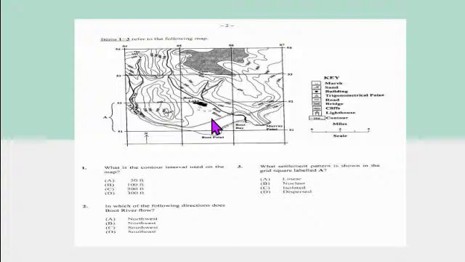Number 3, what settlement pattern is shown in the grid square labeled A? So this is the grid square labeled A. We are seeing a road stretching across here. And we are seeing the buildings. If you look at the key, you will see the symbol for buildings. The buildings are right here, and they are stretched out along the roadway. So for that one, it would have been linear as well.